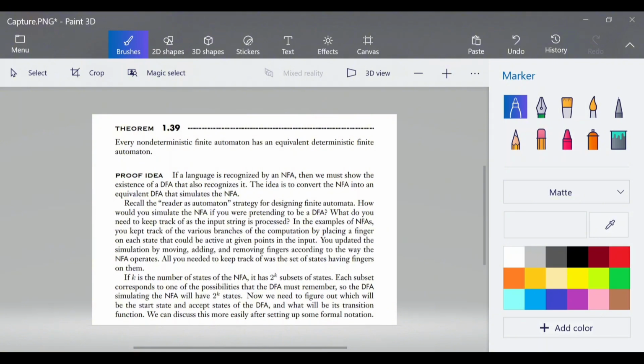Now we need to figure out which will be the start state and accept states of the DFA, and what will be its transition function. We can discuss this more easily after setting up some formal notation. So as you can see here, this is the proof idea that we have. We must keep track of the different branches of computation in the NFA and somehow simulate them with an equivalent DFA. And now let's go back to the question.